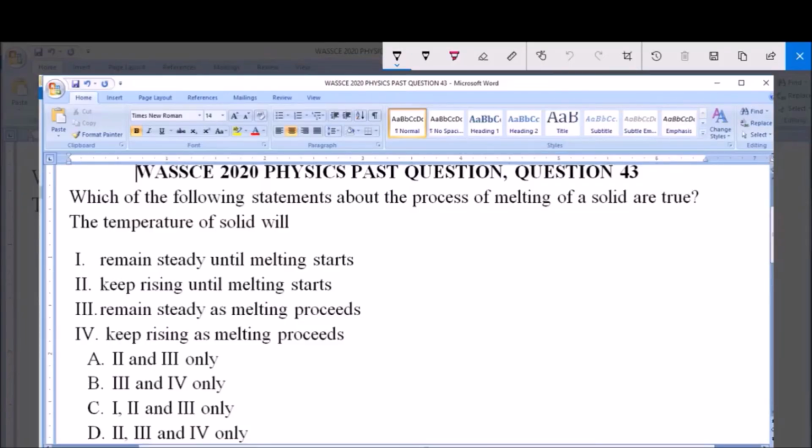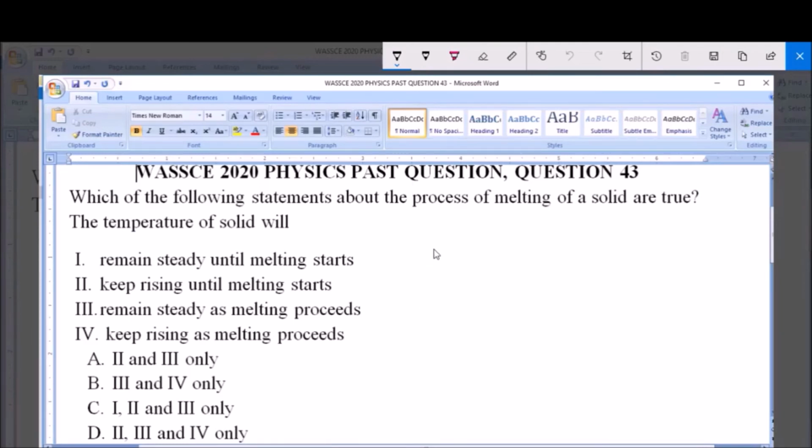I will be answering WAEC 2020 physics past question 43. Which of the following statements about the process of melting of a solid are true? The temperature of the solid will 1. Remain steady until melting starts, 2. Keep rising until melting starts, 3. Remain steady as melting proceeds, 4. Keep rising as melting proceeds, and that is it. Now option A says 2 and 3 are correct, option B says 3 and 4 only are correct, option C says 1, 2 and 3 only are correct, and option D says 2, 3 and 4 only are correct.